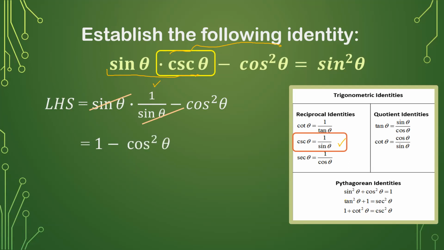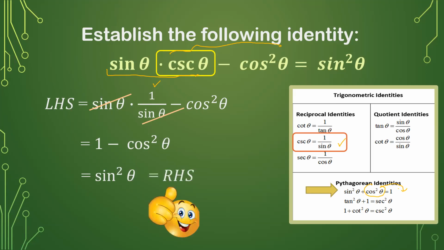Ano ba yung pwede nating magamit dyan? We can make use of this identity. Diba? By moving the cosine squared to the other side. That's 1 minus cosine squared theta, and that will be sine squared theta. Okay, so that's the right-hand side already. Okay? Ayun, ang dali lang, diba? Masaya. Kasi alam mo yung pupuntahan mo.